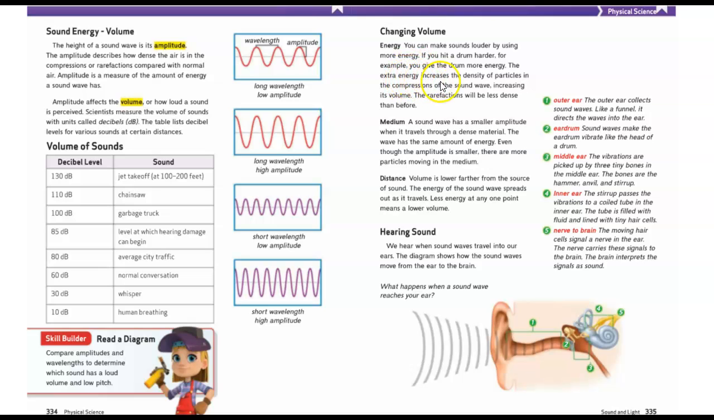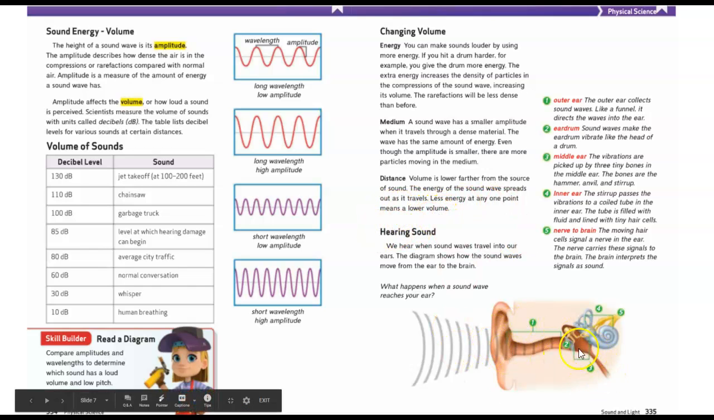The extra energy increases the density of particles in the compressions of the sound waves, increasing its volume. The rarefactions will be less dense than before. A sound wave has a smaller amplitude when it travels through a dense medium. The wave has the same amount of energy. Even though the amplitude is smaller, there are more particles moving in the medium. So remember, like in water, it's going to move faster because those particles are closer together. Distance: volume is lower farther from the source of sound. The energy of the sound wave spreads out as it travels. Less energy at any one point means a lower volume.